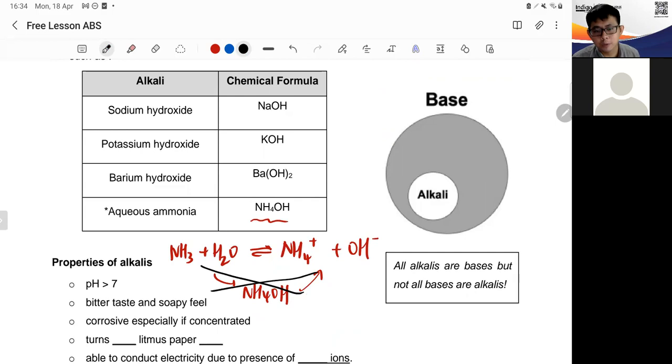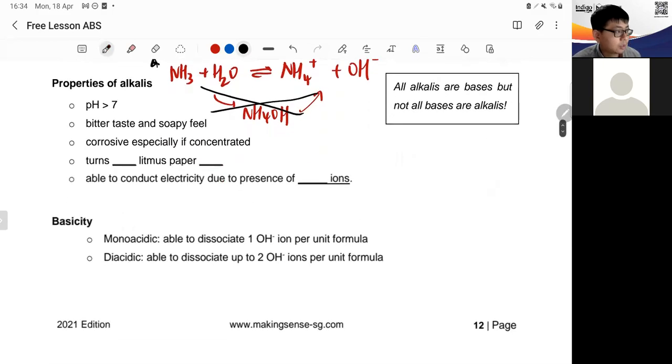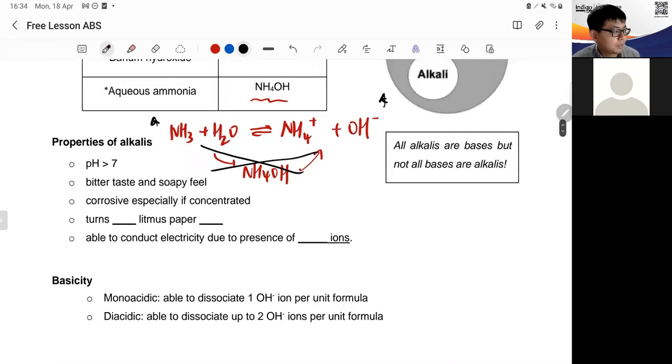But of course, if your school is okay with it, then we suggest that you follow your school. But this is the formal one. So that's why aqueous ammonia has a star there. Just take note of that. So you can clearly see that there's something about basicity here as well. Or rather, acidity.